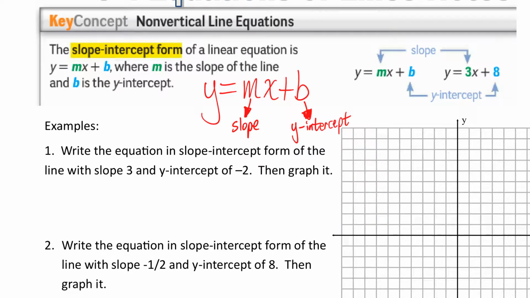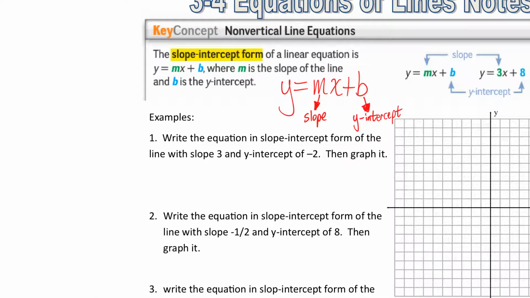What does y-intercept mean? On the y-axis. It's where it crosses the y. That's what intercept means, is like cross paths. It's where the line crosses paths with the y-axis. Okay? All right. So number one says write the equation with that information, then graph it.